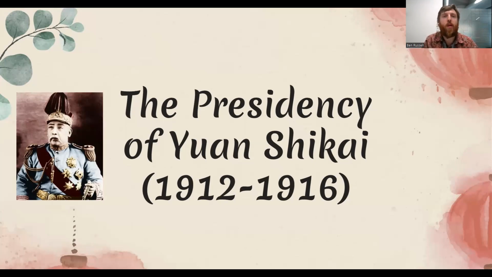In this video, we'll be exploring the presidency of Yuan Shikai from 1912 to 1916. Here is Yuan pictured. He was the Republic of China's first president, if you don't count the provisional presidency of Sun Yat-sen. But he was sworn in as president in March 1912. So let's get straight into it.